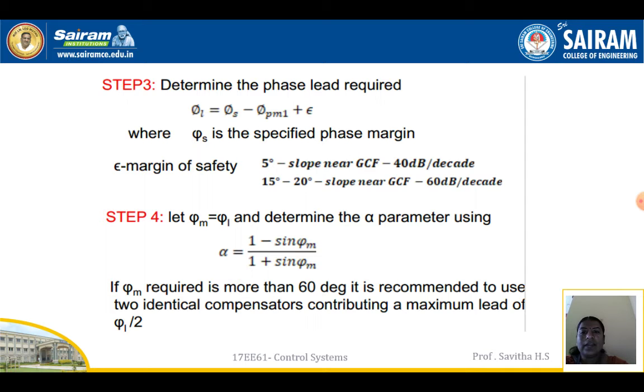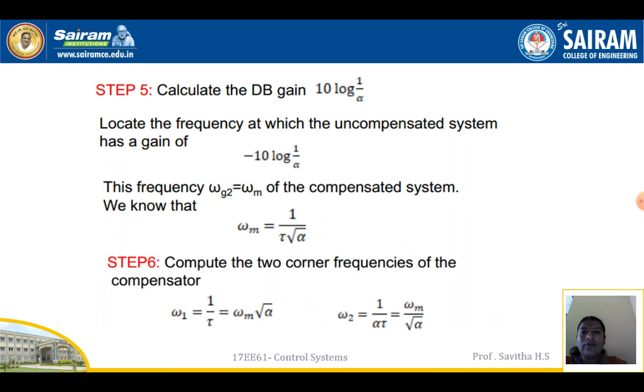Step 4. Let phi m be equal to phi L and determine the alpha parameter using alpha is equal to (1 minus sin phi m) divided by (1 plus sin phi m). If phi m required is more than 60 degrees, it is recommended to use two identical compensators, each contributing maximum lead of phi L divided by 2. Step 5. Calculate the dB gain 10 log 1 by alpha. Locate the frequency at which the compensated system has a gain of minus 10 log 1 by alpha.